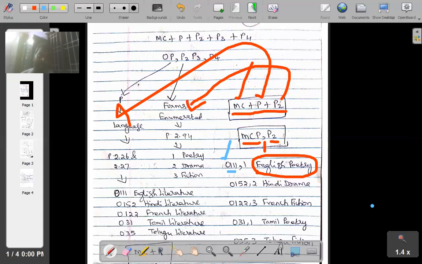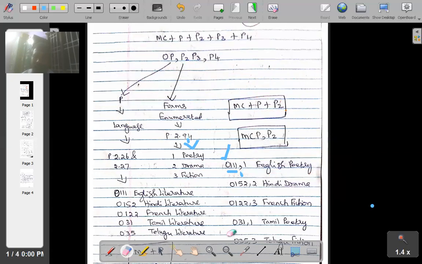Then comes poetry. Where to find the number for poetry? Please go to page number 2.94. Under P2, you can see all the forms of literature are enumerated. So what's the number for poetry? Number 1. So comma 1. So main class O, 111 stands for the English language, P factor. Then comes a comma, and then 1. This 1 stands for poetry, which is taken from page number 2.94.